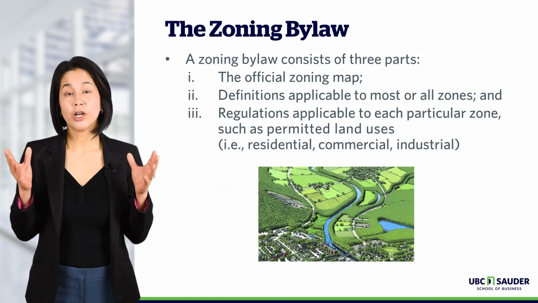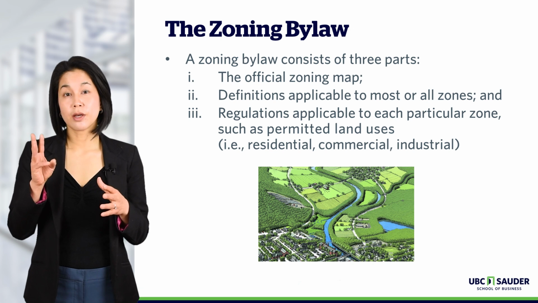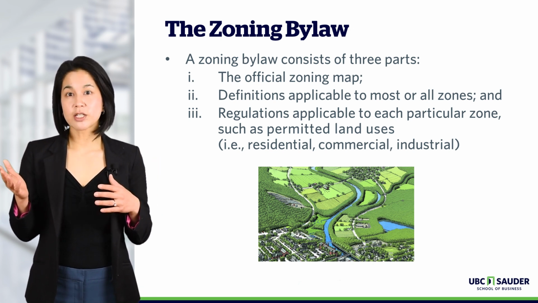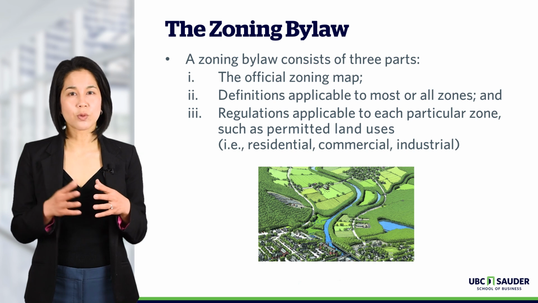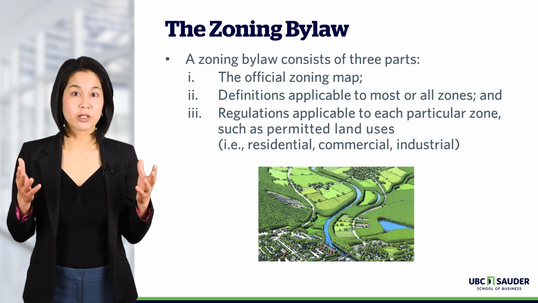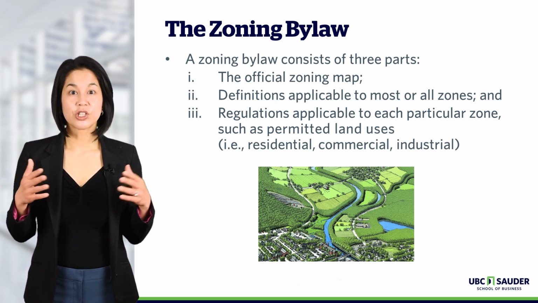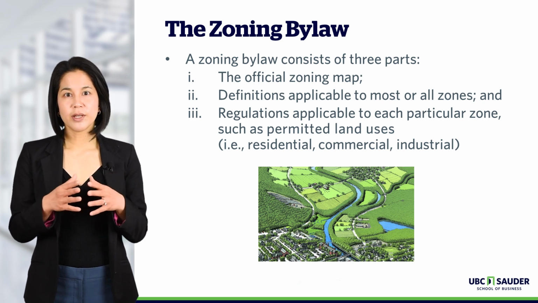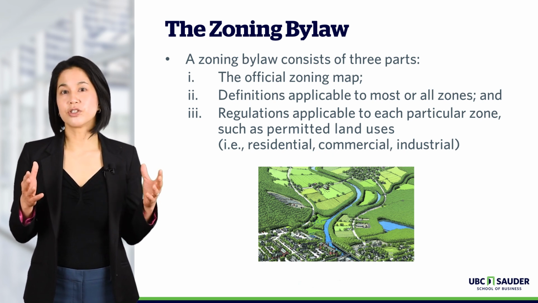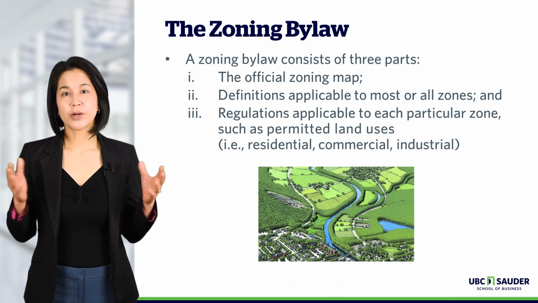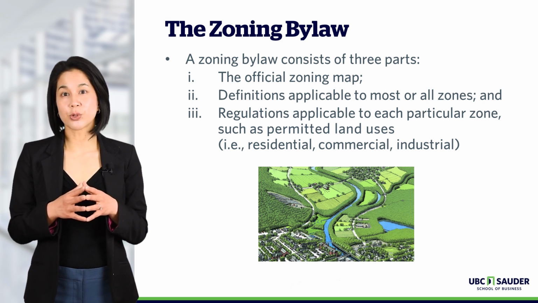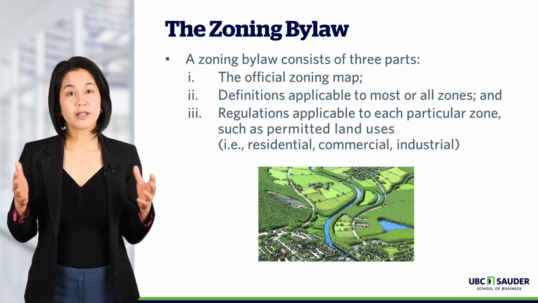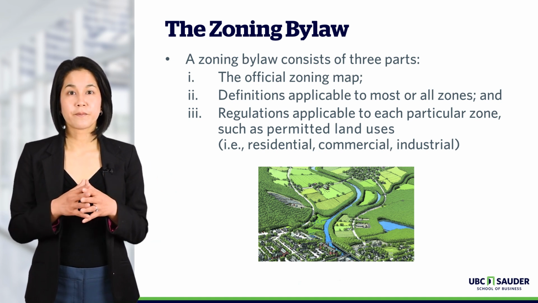A zoning bylaw usually consists of three parts: the official map showing the location of each zone, the definitions applicable to most or all of the zones, and the regulations applicable to each particular zone, which indicate what uses are permitted within that zone. Permitted land uses, such as residential, commercial, or industrial, are perhaps the most important aspect of the zoning bylaw, as this dictates the type of activity which can be allowed on the particular property.